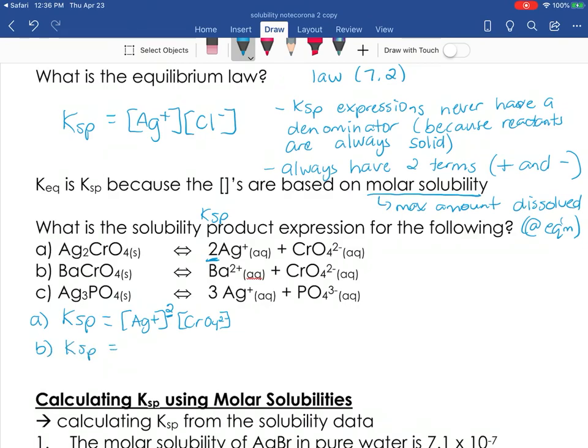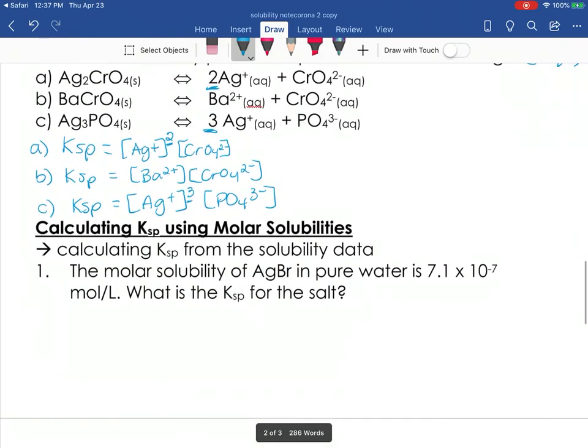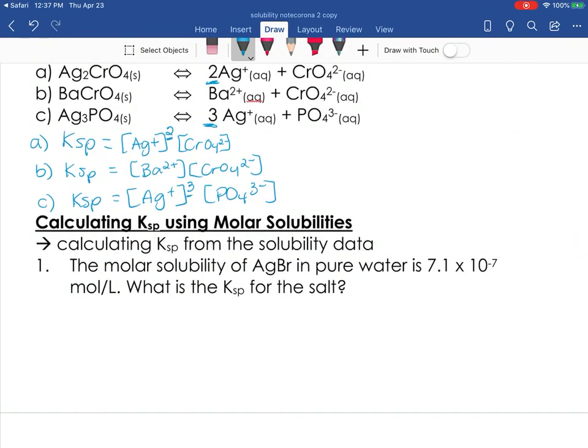Okay, so now you do have to be careful. This 2 out front here means that the silver has to have a coefficient of 2. So when we do the next one, we have barium and chromate, but they're both 2, so there's no coefficient there. And then silver is cubed, and a phosphate.